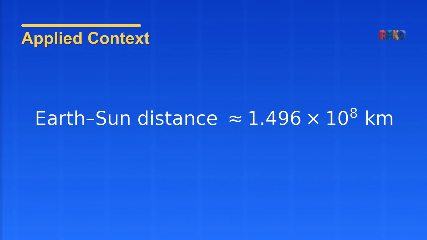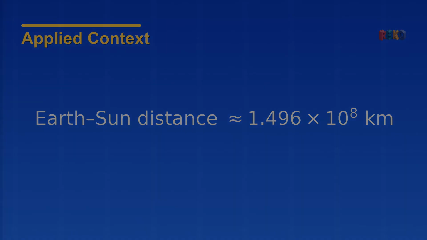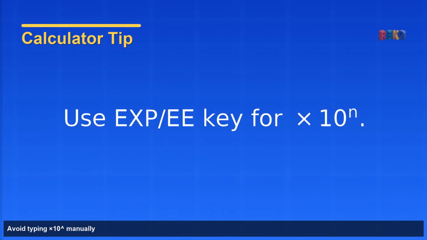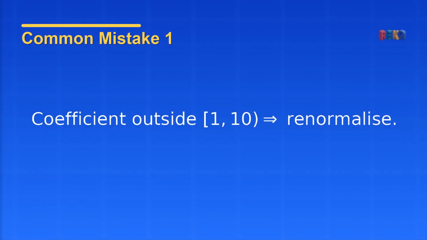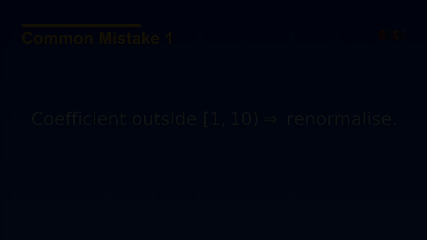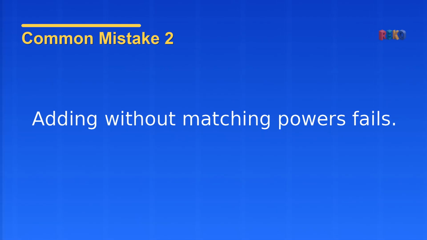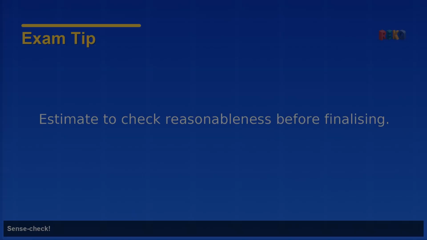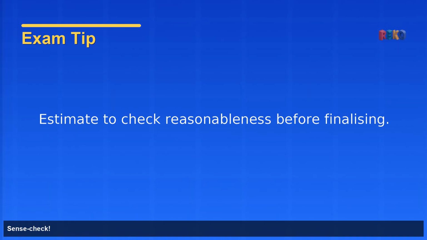A typical science context: the Earth-Sun distance is about 1.496 times 10 to the 8th kilometers. On calculators, use the EXP or double E key to enter powers of 10 safely. If your coefficient is not between 1 and 10, fix it by renormalizing the power. Never add or subtract standard form numbers without first matching the powers. Estimate first to catch place value slips and sign errors.